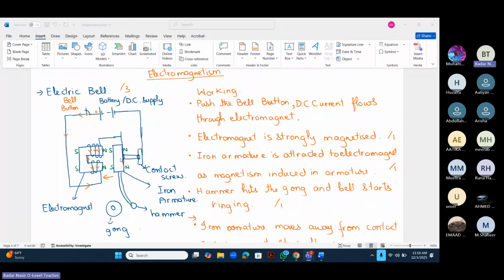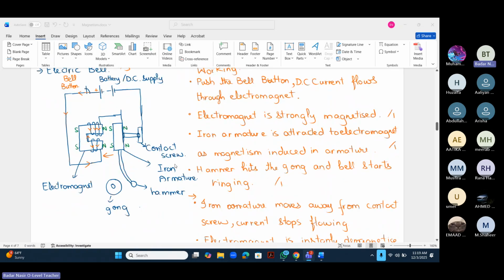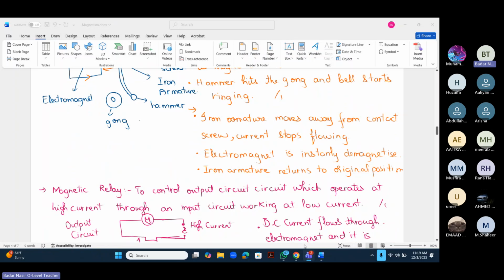Acha, when this iron armature moves to the left, so it breaks its contact with the contact screw, which means that the path for the current is disrupted. Agar current will stop flowing, the electromagnet is instantly demagnetized. Iron armature moves to the right and the hammer moves away from the gong and the bell will stop ringing. I hope it's clear to everyone.